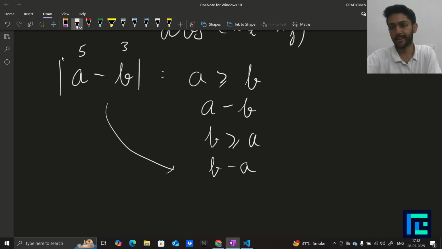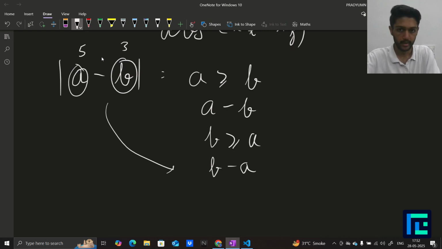So that means if we have two values a and b, and we are taking the mod of their difference, then one of the values will be positive. In this case, let's say a is bigger than b. So a has opened with a positive sign, and b we have with a negative sign, right? So whenever we have two numbers with this minus sign and the absolute value, we will have one number with a positive sign, and that will be the bigger number of the two. Whatever is the bigger number of the two will have the positive sign.